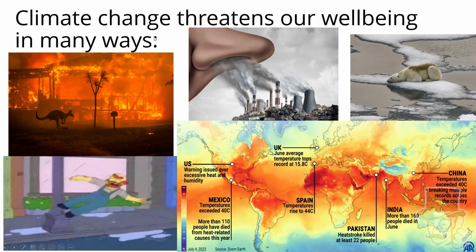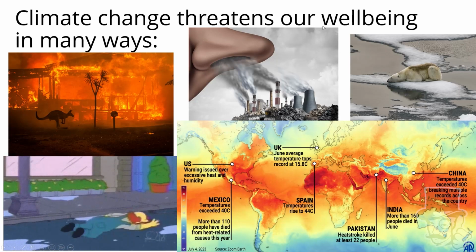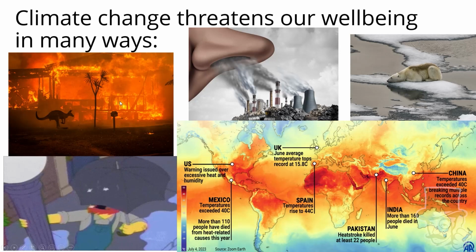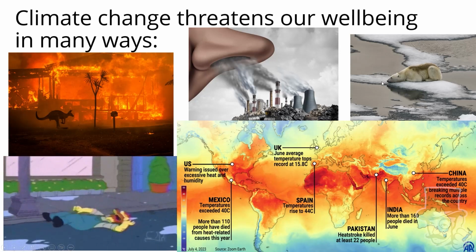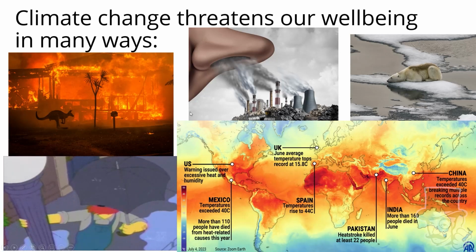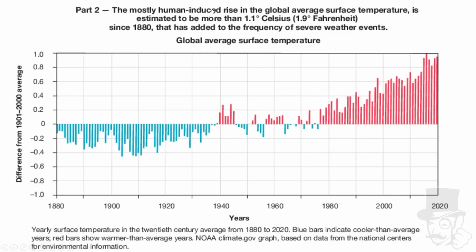So climate change is threatening our way of life, whether through extreme weather changes, air quality, environmental changes, heat waves, acid rain, etc, etc. And you can see here that global temperatures have been rising since the 1980s, and it's been consistently rising, which is quite alarming.